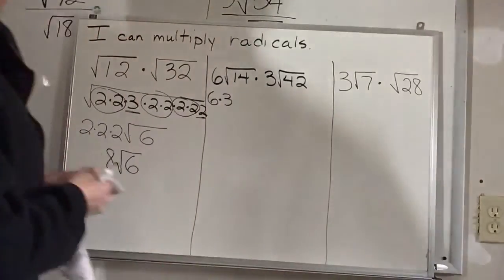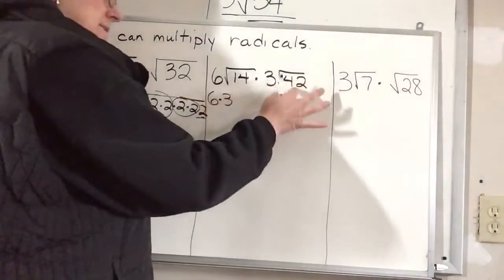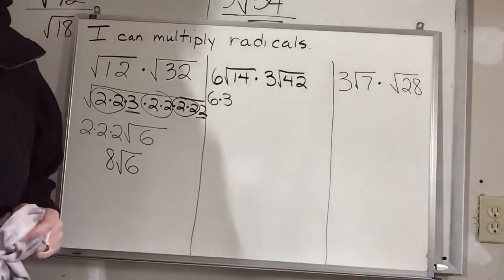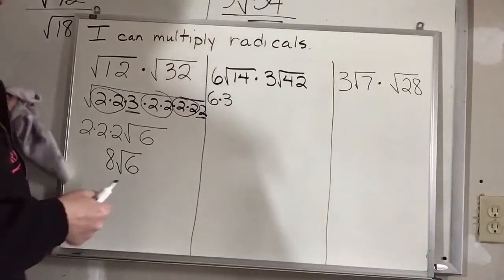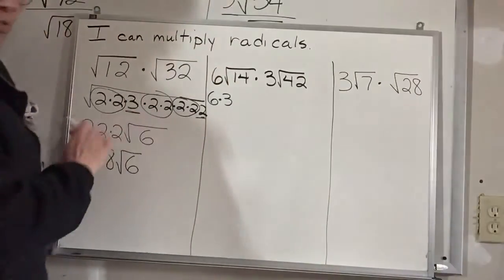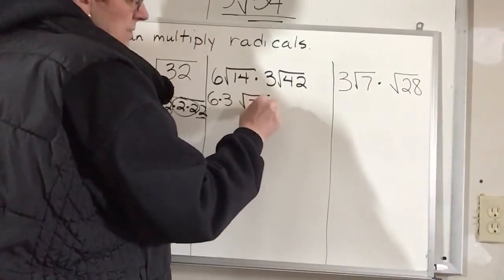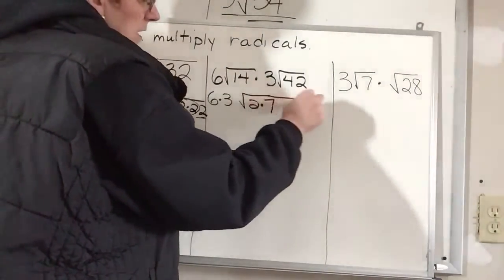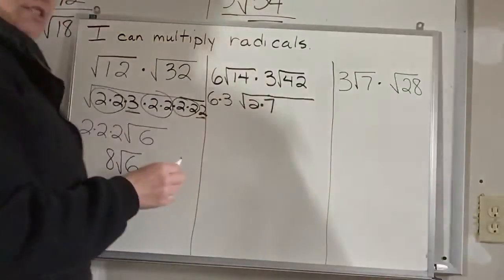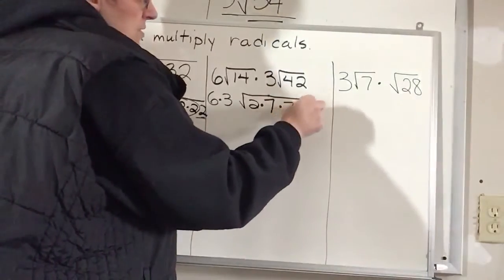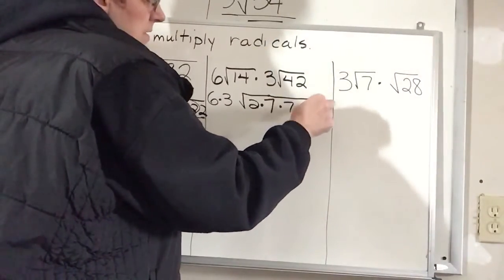But remember, like I said here, rather than doing 14 times 42 and making this really large number, it would be best if you simplified those numbers first and to see if you can take the square root of any parts of them. So I have 2 times 7 for 14. I know that 42 is 7 times 6, so I'm going to do 7 times 2 times 3 because 6 is 2 times 3.